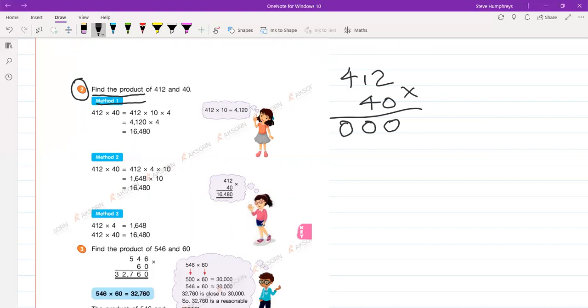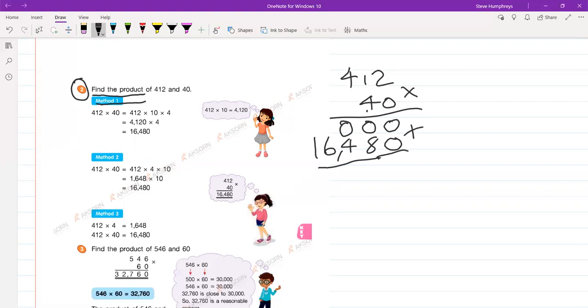Right, same again. We're going to multiply by this 4 in the tens column. We need to put 0 here first. 4 times 2 is 8. 4 times 1 is 4. 4 times 4 is 16. Answer should be 16,000. Sorry, we're going to add those together next.